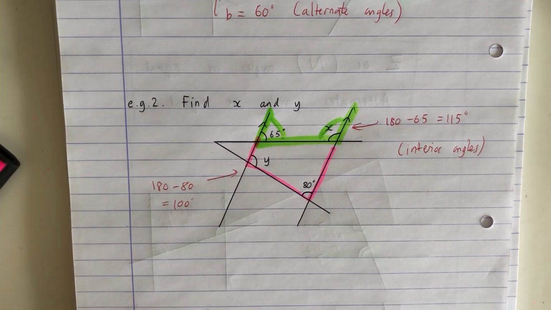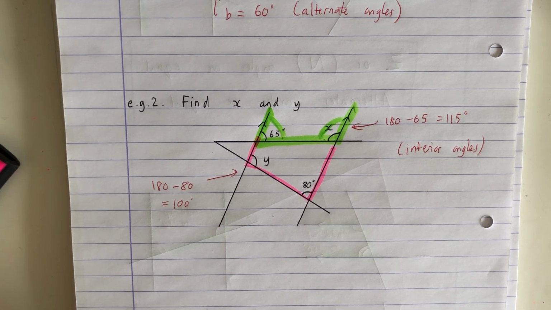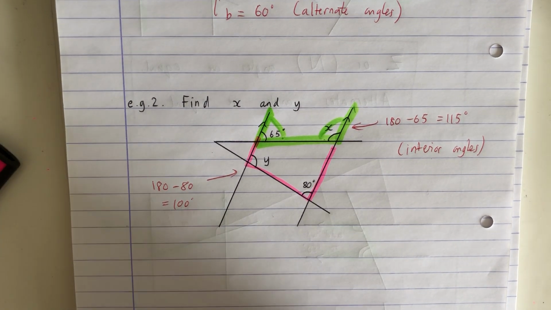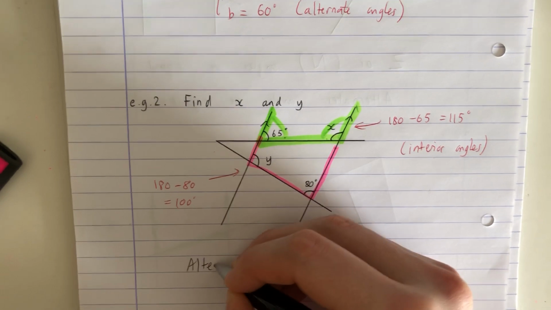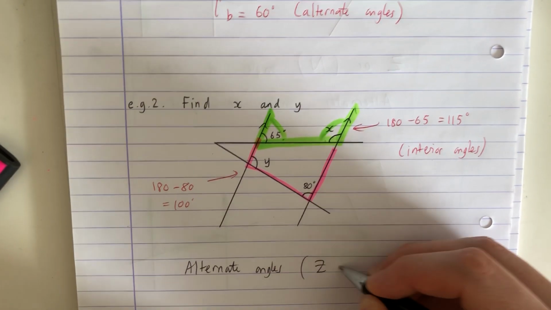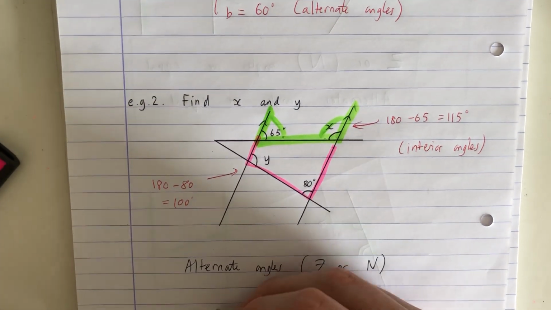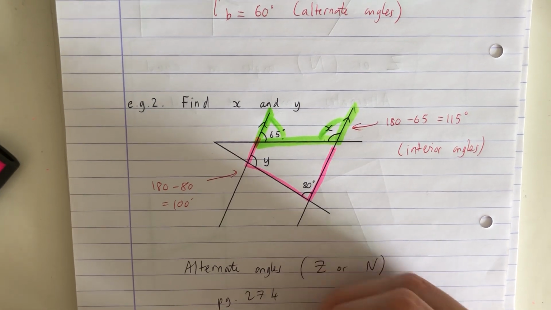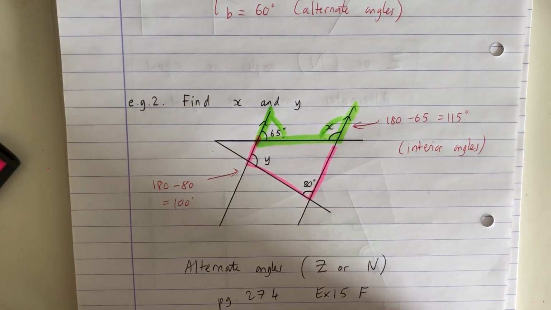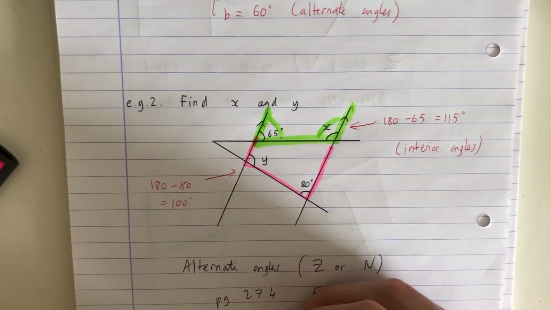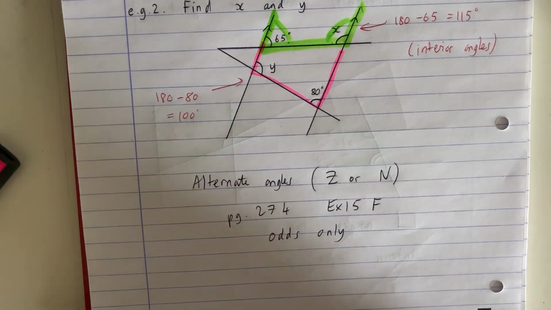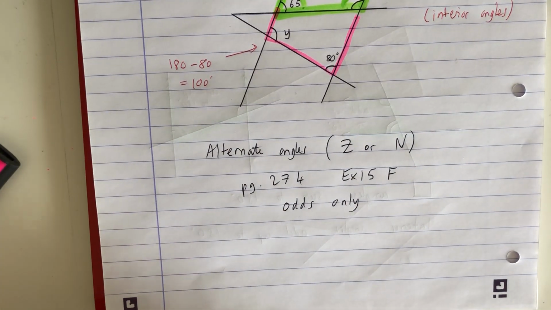Now I'm going to ask you guys to do two different exercises today. So, to practice alternate angles, remember what shape they were, Z or N. You're going to do page 274. It's called exercise 15F. And you're going to do the odds only. Okay? Alternate angles, page 274, exercise 15F, odds only.